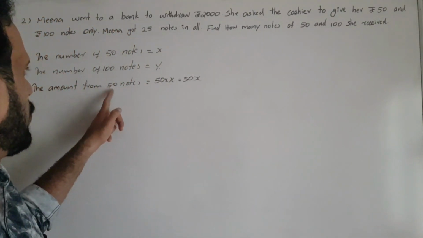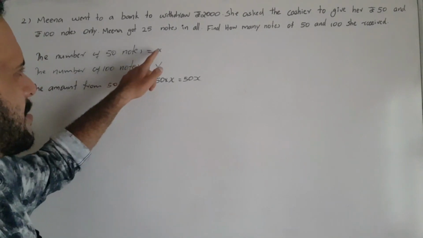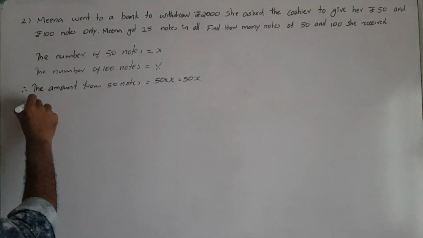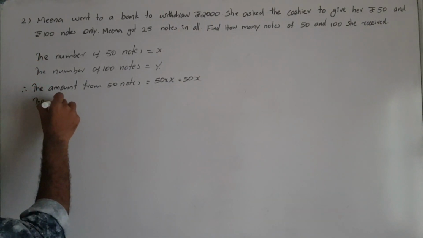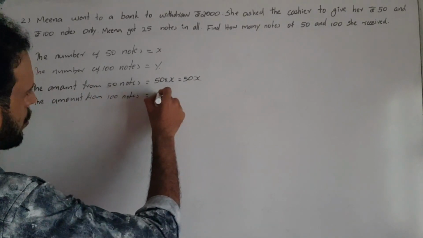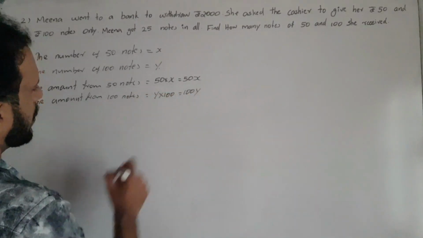That is the amount of one note. Correct? 50. The number of notes is X. Then 50 into X, 50X. Then the next, the amount from 100 notes is equal to Y into 100 is equal to 100Y.